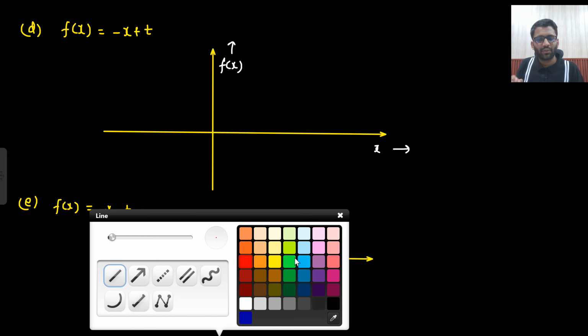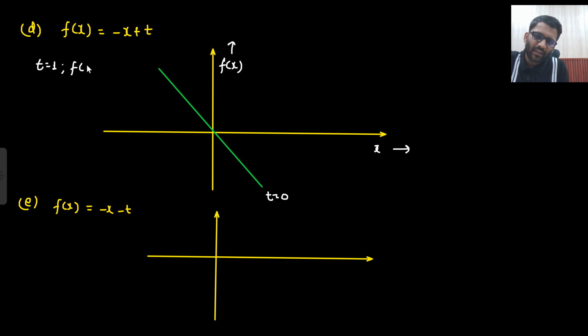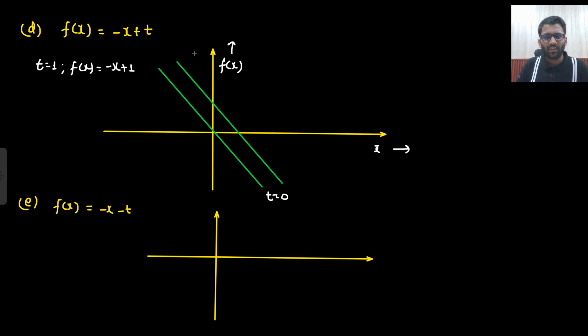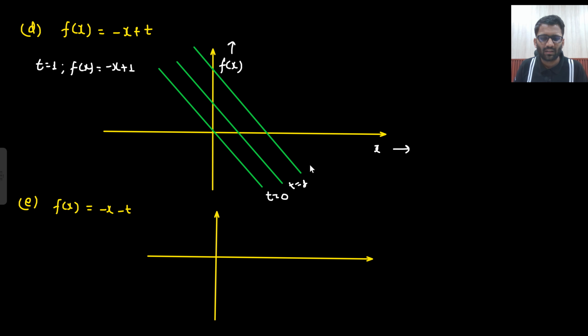So at t equals to 0, the graph is fx equals to minus x. The slope is negative. Now at t equals to 1, what you will get? Fx equals to minus x plus 1. So slope is the same, but at y axis it will cut at 1. So t equals to 1, t equals to 2, right? This is your t equals to 1, this is your t equals to 2. What would have been your t equals to minus 1? T equals to minus 1 would have been somewhere here.